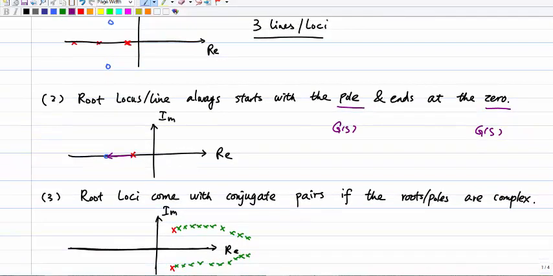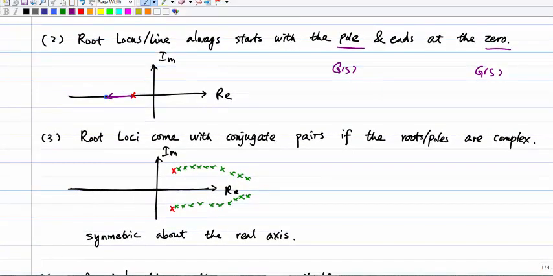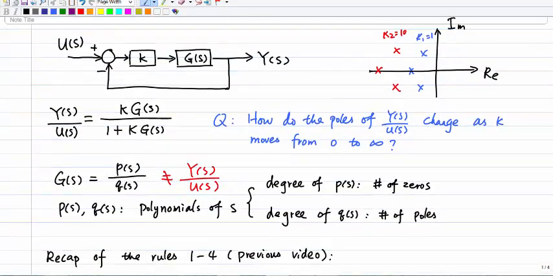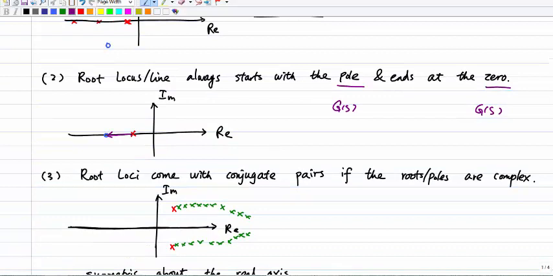Rule number 3 says root loci come in conjugate pairs if the roots or poles are complex, which is very easy to understand because root loci talk about the poles of the transfer function. We know the transfer function is given by polynomials equal to 0, with real coefficients. This will always admit complex conjugate pairs as poles. That's why it's always symmetric along the real axis.